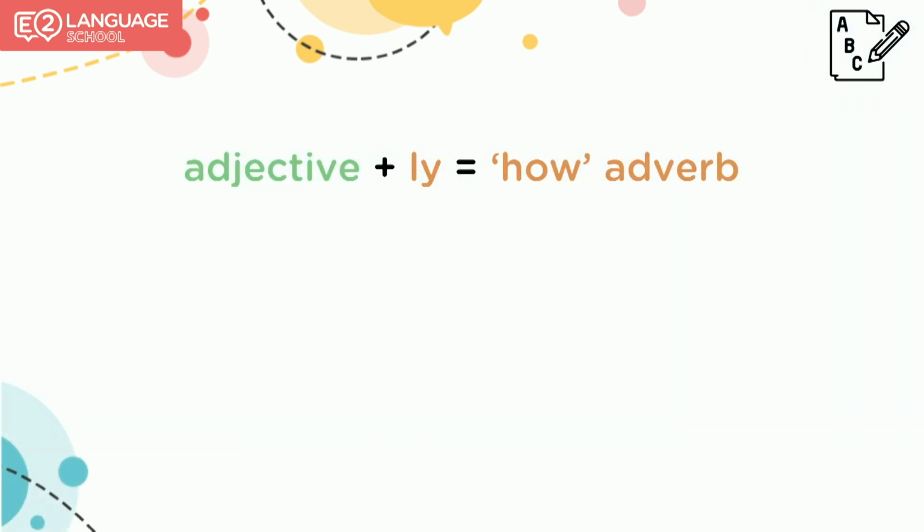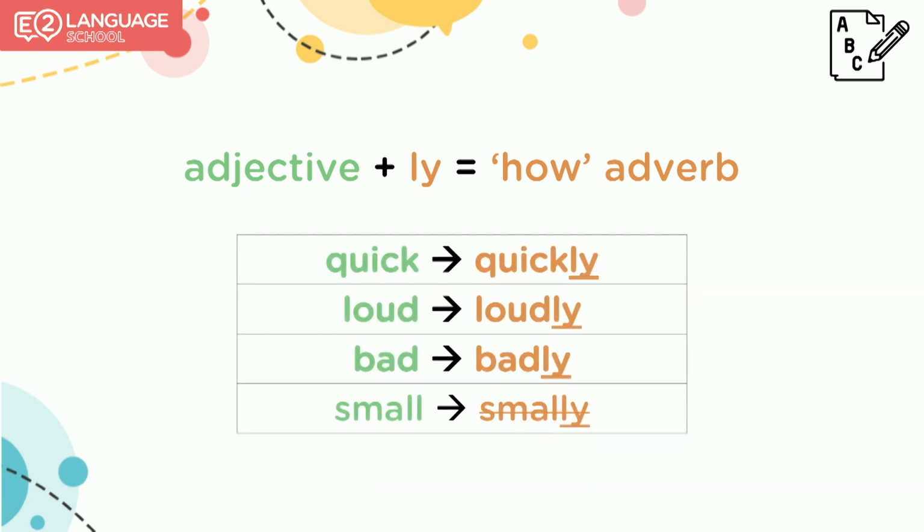What you do is you take an adjective, not all adjectives, some adjectives, and you add ly, and that's how you make a how adverb. For example, quick becomes quickly, loud becomes loudly, bad becomes badly. You can see the adjective with the ly makes a how adverb. However, some adjectives don't work. You can't say smallly, for example.